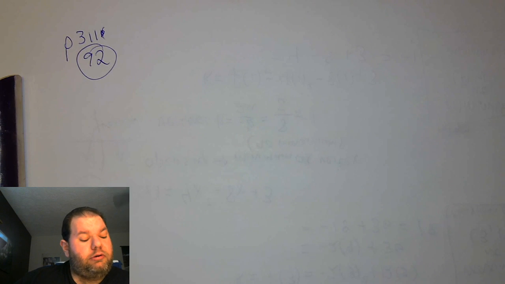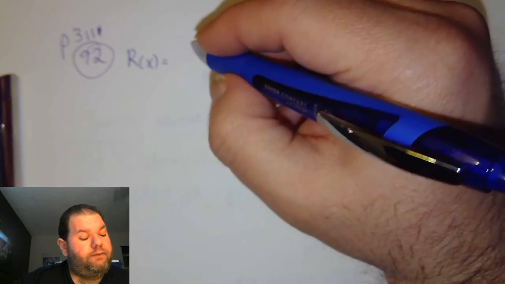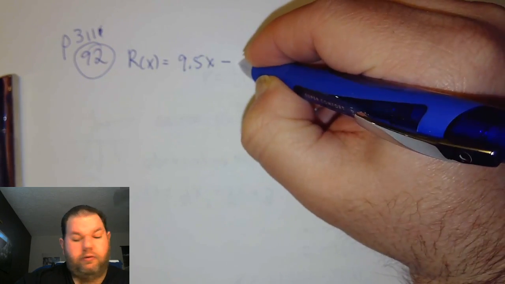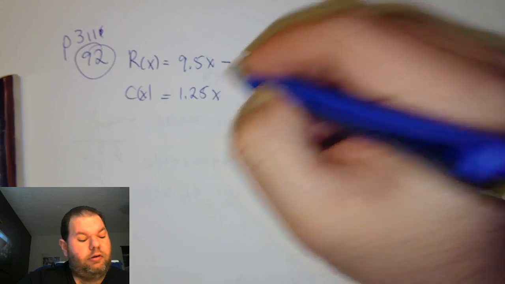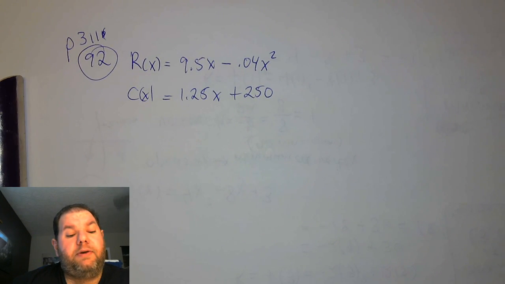The daily revenue R achieved by selling X boxes of candy is R of X equals 9.5x minus 0.04x squared. The daily cost C of selling X boxes of candy is C of X equals positive 1.25x plus 250. So they've given us a revenue formula and a cost formula. A, how many boxes of candy must the firm sell to maximize revenue, and what is the maximum revenue?